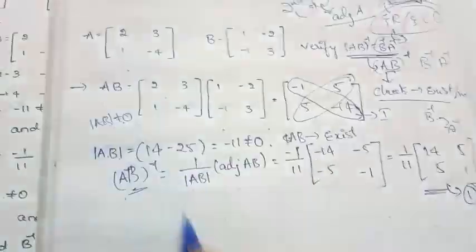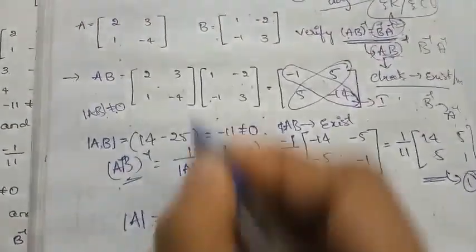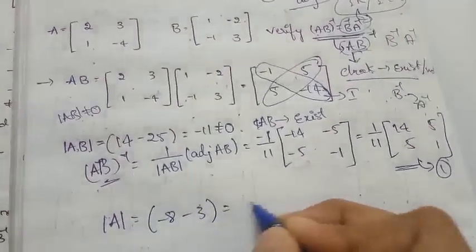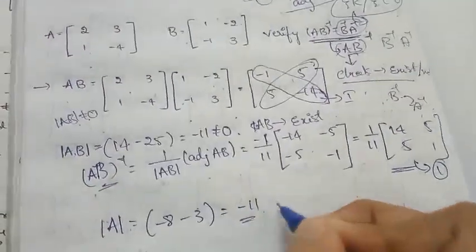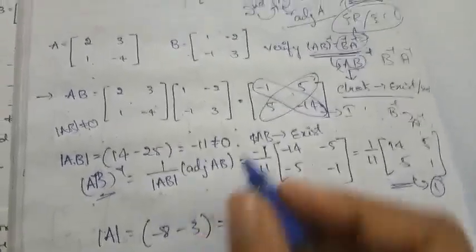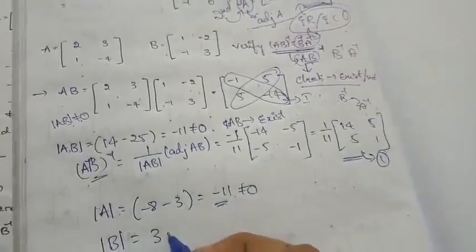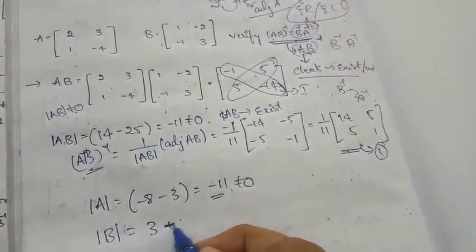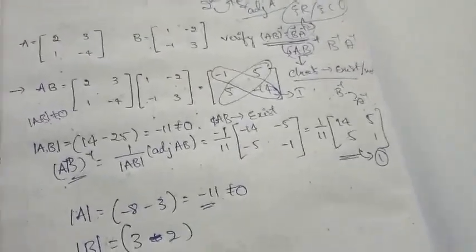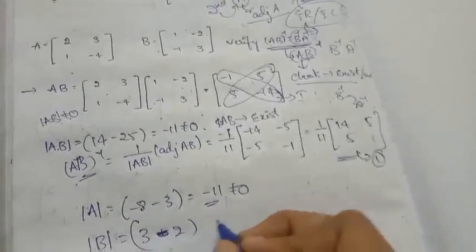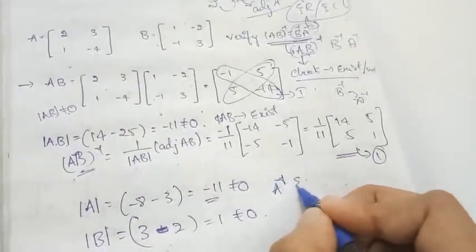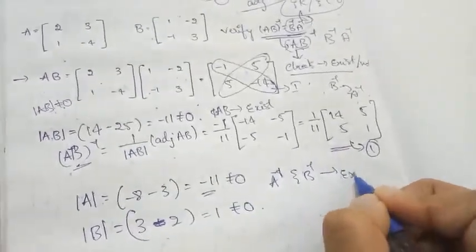So you can see here matrix A, what is the determinant value of A? It is nothing but 4 twos are 8, minus 3, which is minus 11, which is not equal to 0. So A inverse exists. Determinant value of B is nothing but 3 minus 2, because minus 2 into minus 1 plus 2, again here we have a minus. So 3 minus 2 is 1, not equal to 0. So both A inverse and B inverse are going to exist.